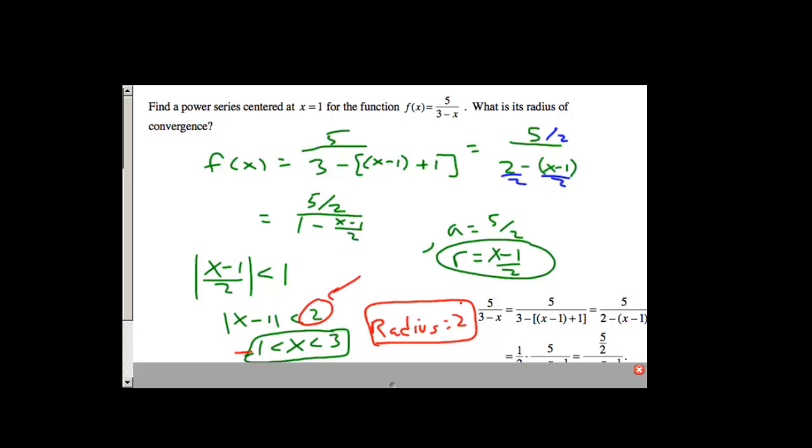So again, what we're doing here is we're taking some function and we're manipulating it to look like something that we know. So we're either making it a geometric or e to the x, sine x, cos x, or tan x.